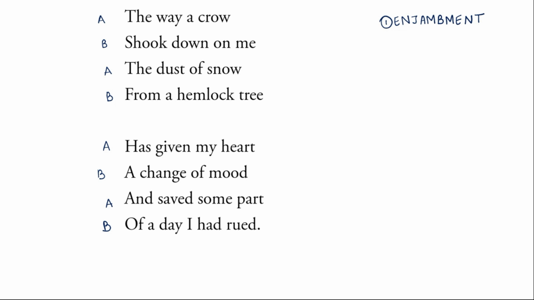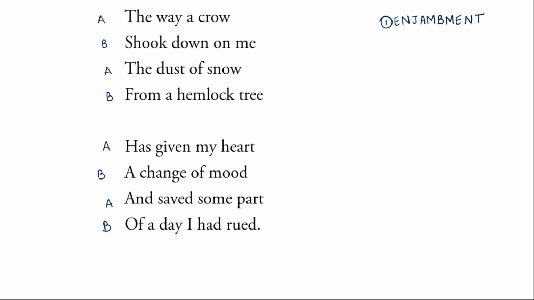So when we read the poem, "The way a crow shook down on me the dust of snow from a hemlock tree has given my heart a change of mood and saved some part of a day I had rued." If you see, it is seamlessly flowing from one line to the other, and that is why the poet has used enjambment. So let's first read the first two lines and discuss them in detail.